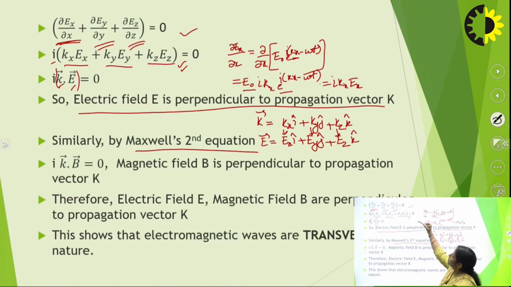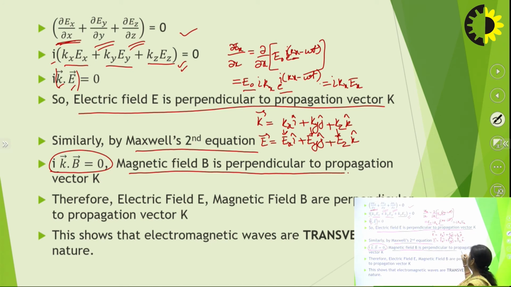These whole parameters, these whole conditions will be applicable for B also, and similarly we will be obtaining this condition for B also. We must obtain this condition because they are behaving similarly, in the same manner. So when we obtain this condition, the same result we can have for B, that B is perpendicular to the propagation vector k.